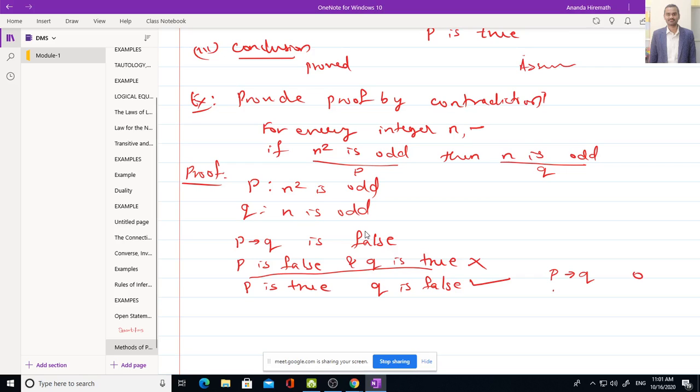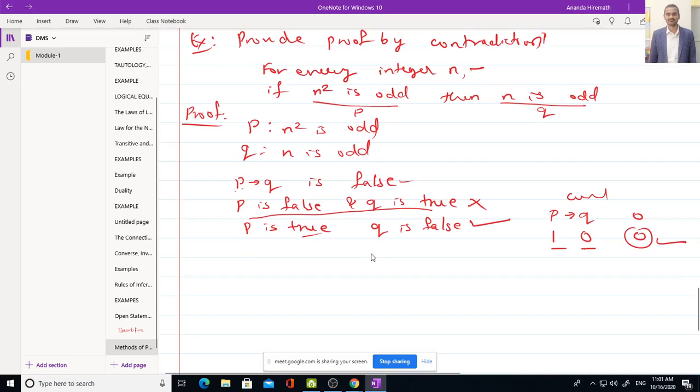So let me write, whenever we have p as 1, q as 0, then only the result is going to be 0 in case of conditional. So p must be true and q must be false, so that our result itself is false. So we are assuming that the result p conditional q is false, so p is true and q is false.